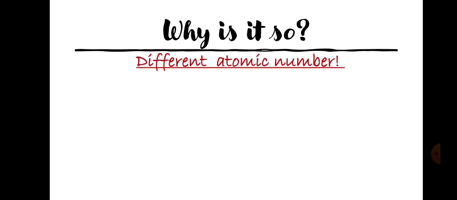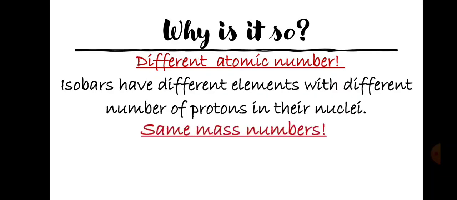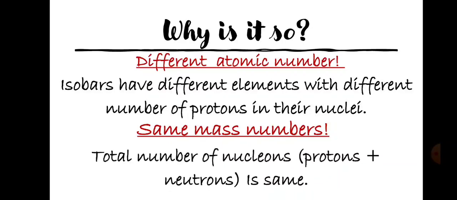Why is it so? Isobars have different atomic numbers because they are different elements with different numbers of protons in their nuclei. They have the same mass numbers. The total number of nucleons, that is protons plus neutrons, is the same. So we can say their mass number is the same.